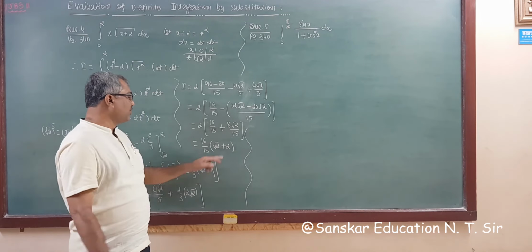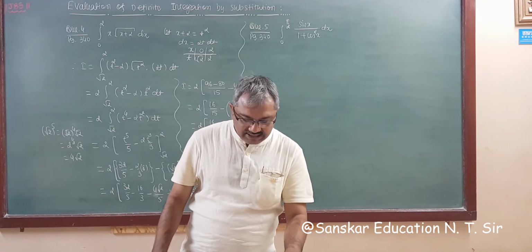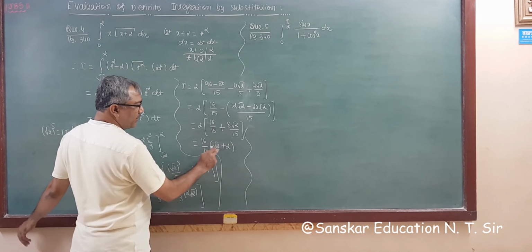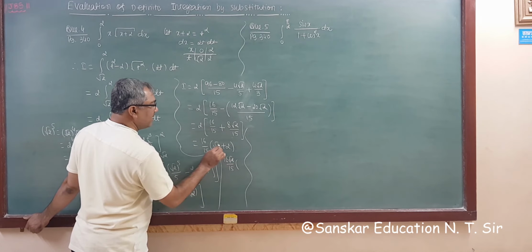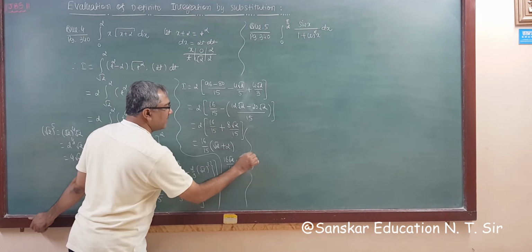So again, taking root 2 common, because I think in your textbook the answer will be given as 16 root 2, right? So taking root 2 common, 16 root 2 divided by 15, then root 2 becomes 1 and 2 becomes root 2. So this is your final answer.